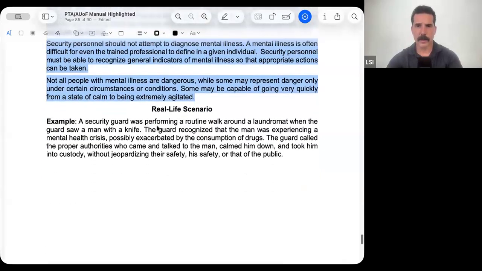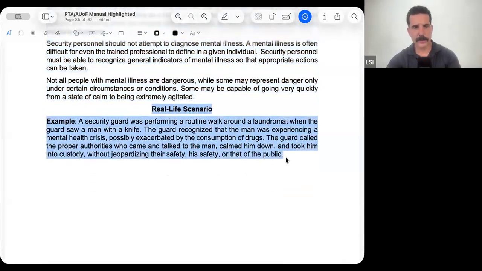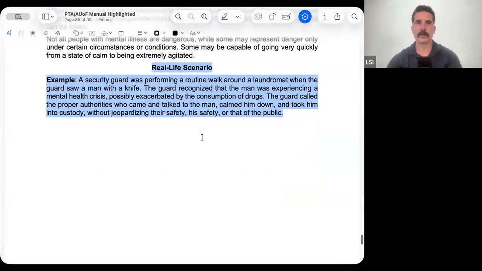All right. And then last paragraph here. Real life scenario. Example, a security guard was performing a routine walk around a laundromat when the guard saw a man with a knife. The guard recognized that the man was experiencing a mental health crisis, possibly exacerbated by the consumption of drugs. The guard called the proper authorities, who came and talked to the man, calmed him down, and took him into custody without jeopardizing their safety, his safety, or that of the public.